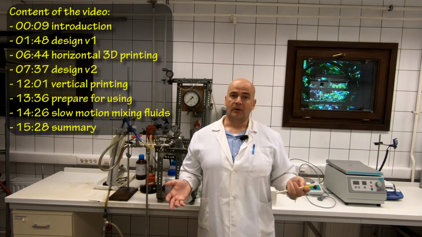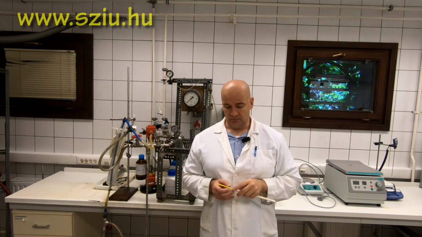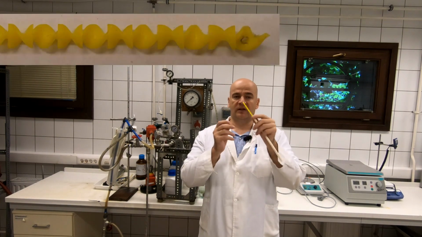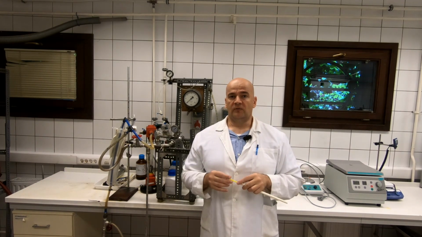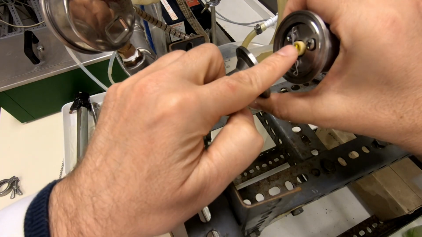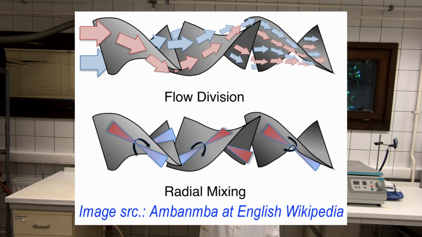3D printing is my hobby at home, but now we are at my workplace here in Szent István University in Budapest. And in this episode, I'd like to show you how to design and 3D print a static mixer. A static mixer is an object for mixing fluids without moving components. Just insert it inside the tube and the fluids will be divided by the geometry of the static mixer.